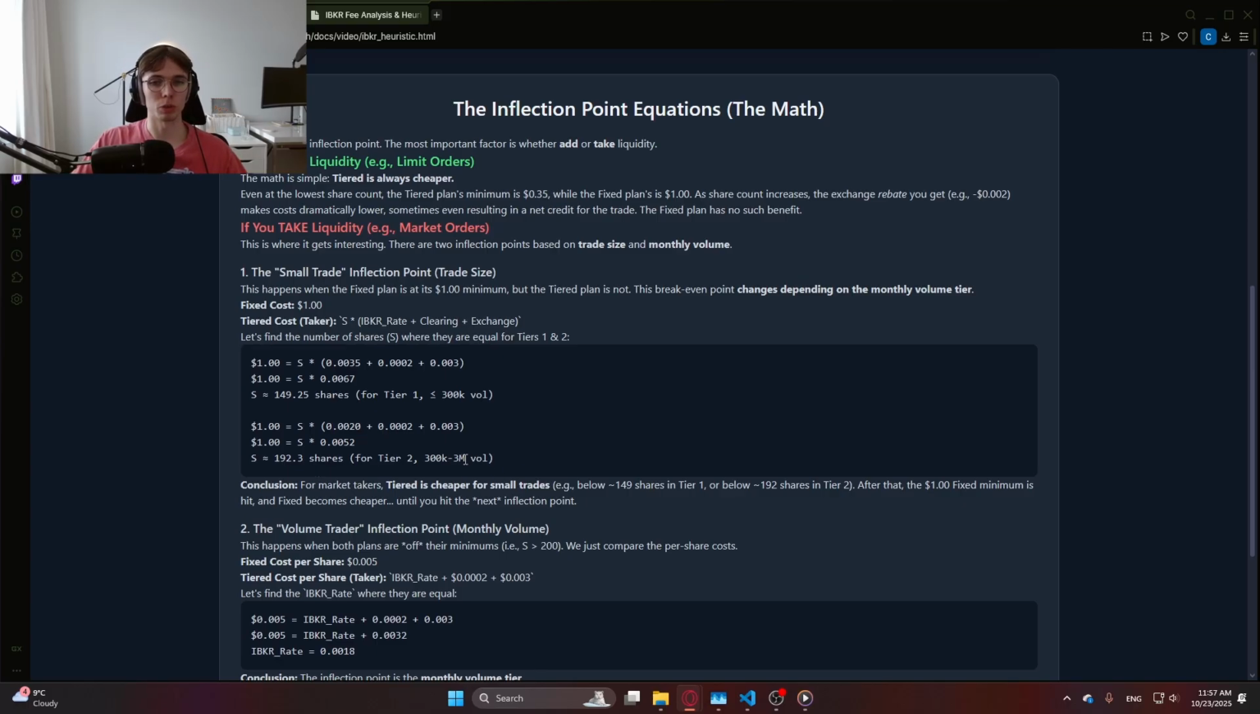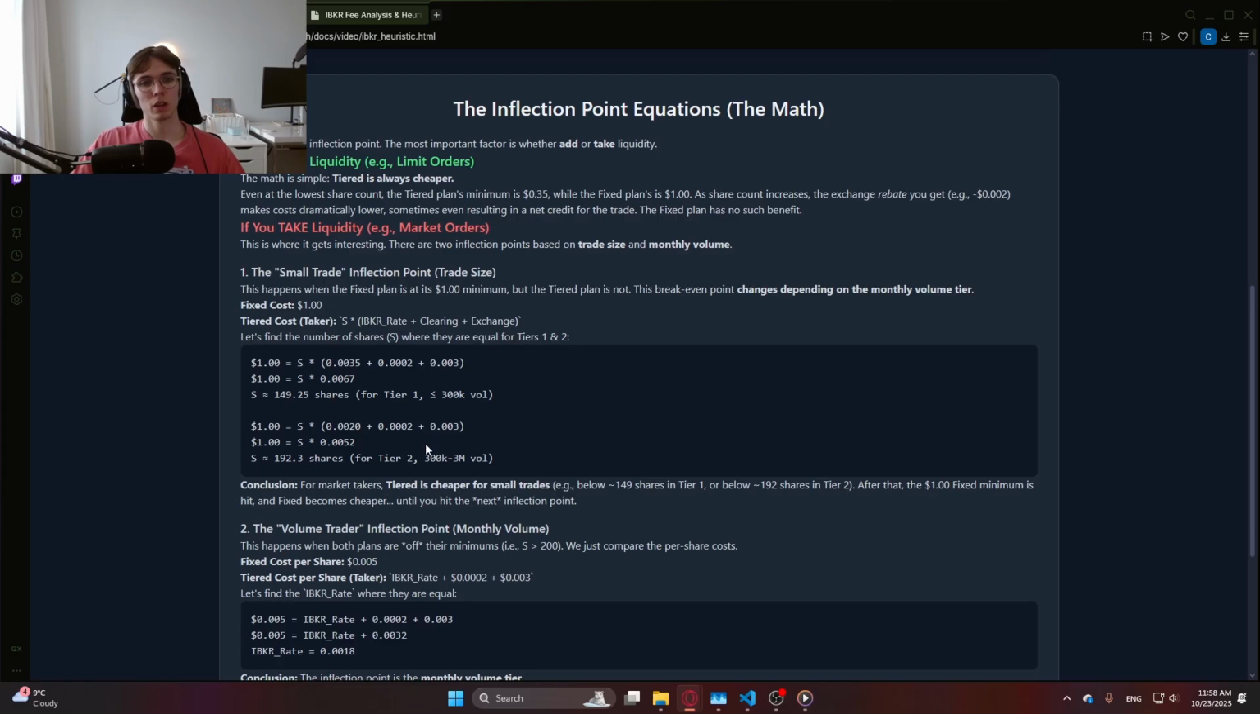For a tier 2 trader, so between 300K and 3 million a month volume, it makes more sense to take the fixed system in block sizes over 192.3. So this actually really depends on the price of the share as well, because if you have a small account and you're trading large denominations, large share prices, you can only use a few shares at a time. So that might force you into the tiered system. But if you're trading lower priced stocks, then the fixed system makes a lot of sense.